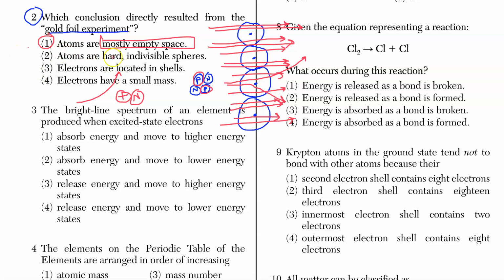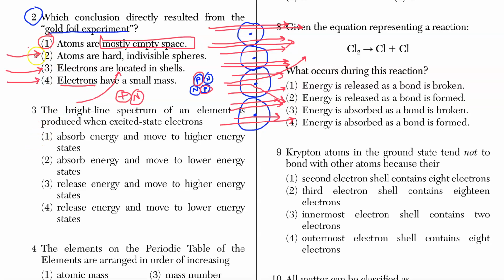Just going through the choices, atoms are hard individual spheres. This would be the Dalton model. John Dalton was the first to bring back the modern atomic theory from the Greeks, specifically Democritus, who believed in an indivisible particle called atomos, but that's not what this is about. Electrons located in shells, that was Niels Bohr, who organized the atom with electrons going in circular orbits. And electrons having a small mass was definitely J.J. Thomson, who discovered the electrons in the cathode ray experiment.